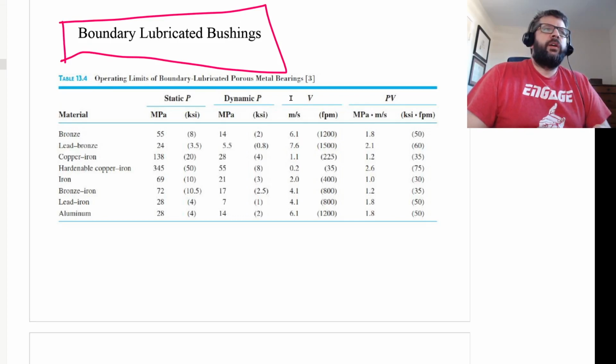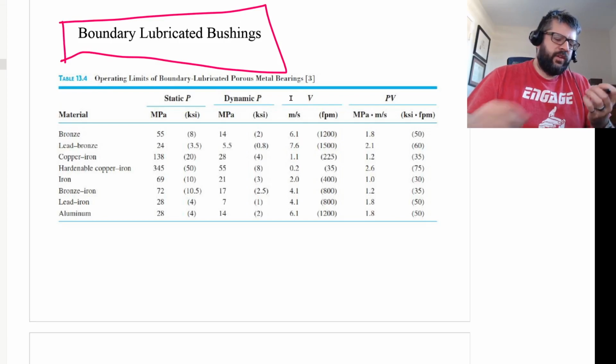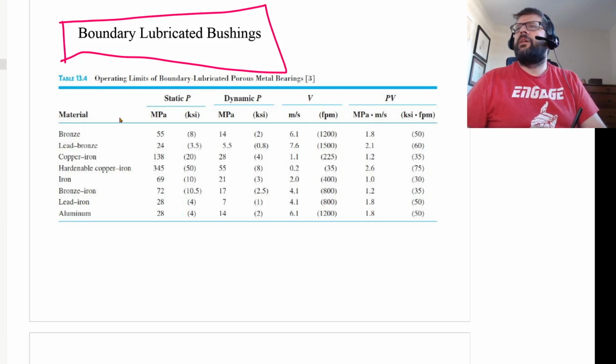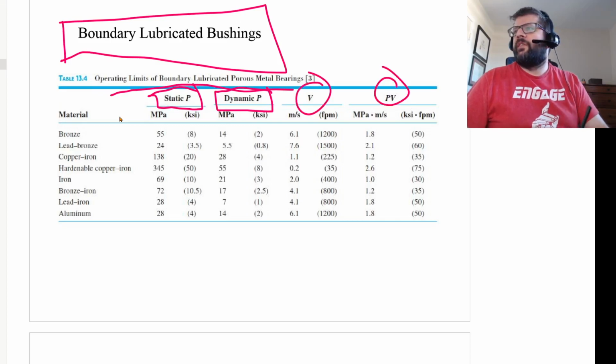Typically speaking, we're usually talking about relatively low loads, or situations where the friction isn't quite as critical, but there are essentially operating limits that you can work with. So operating limits for static loads, operating limits for dynamic loads, and then the velocity comes into play there too.